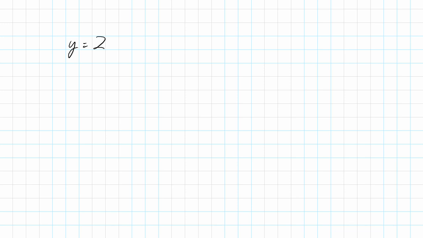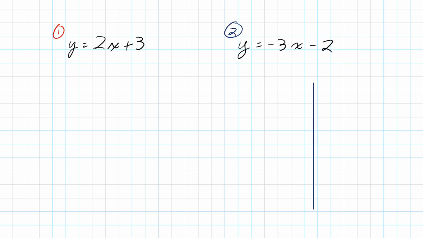y = 2x + 3. That's one of the lines. And then I have another line. y = -3x - 2, okay? These both represent one line. I could go about graphing it, which I will quickly do down here on the right.